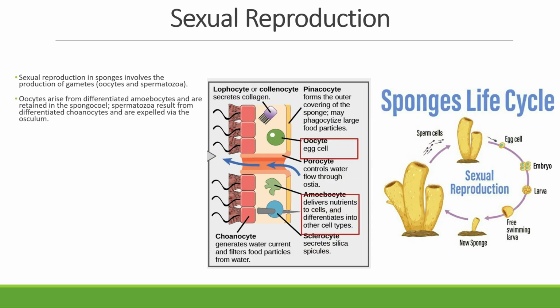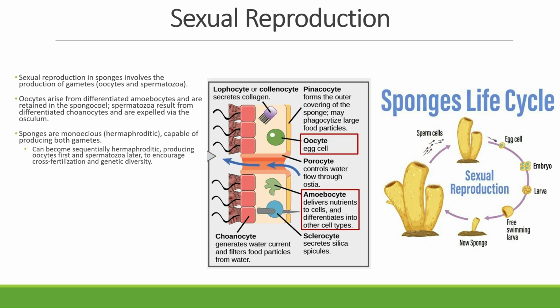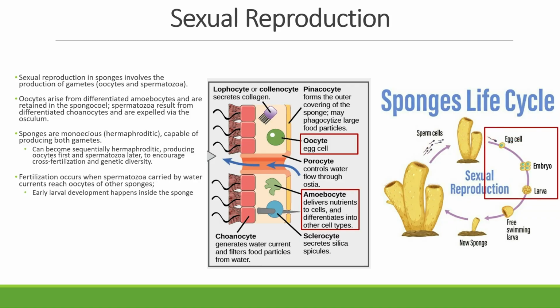Sponges can also reproduce sexually, and the process is surprisingly efficient for such simple animals. You'll recall that we said amoebocytes can differentiate into oocytes, and they'll stay in the mesohyl, while the choanocytes differentiate into the spermatozoa, which makes sense, since they are already on the outside surface and they have a flagellum, which makes sense for them to become a sperm cell. Most species are monoecious, meaning a single individual can produce both eggs and sperm. The sperm are released into the water through the osculum and carried by currents to other sponges.